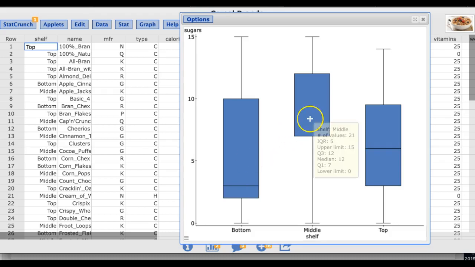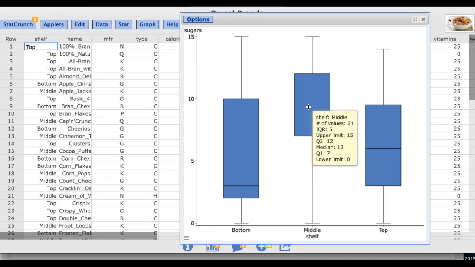But obviously, from this visual, if this is 50% and this is 25%, using Q1, we could say 75% of the sugar amounts were greater than 7. So it's kind of an obvious winner here: the middle shelf is the shelf with the higher sugar amounts.